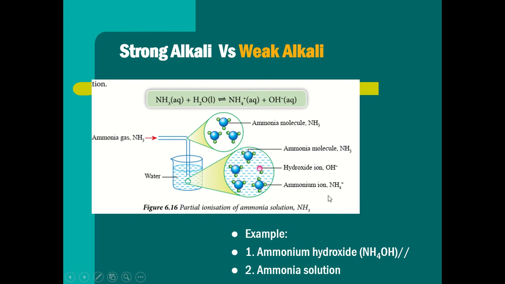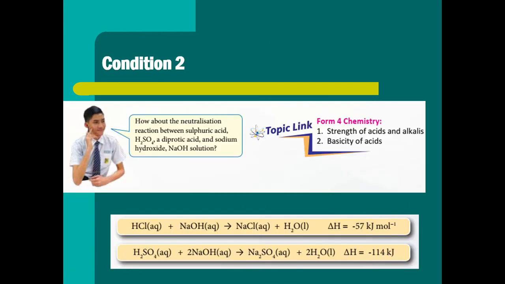The same, sama saja. Okay, so tadi kita tengok the strength of the acid and alkali, dia influence the value of heat of neutralization. So now kita tengok condition kedua. Okay, how about the neutralization between sulfuric acid, which is a diprotic acid, and NaOH? Jadi sini dia bagi dua nilai. Satu dia guna HCl, monoprotic acid. Satu lagi dia guna H2SO4, which is diprotic acid. But dia punya alkali sama, dua-dua guna NaOH.